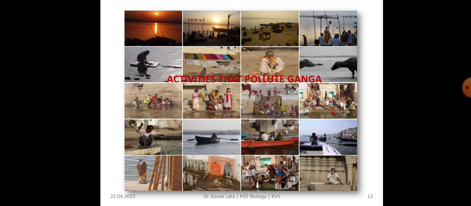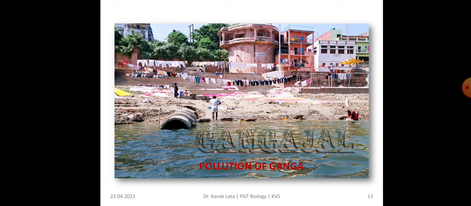Here you can see that several activities are done near the Ganga. So all the waste materials are discharged into the Ganga by doing all these activities. This figure also shows how the river is getting polluted.